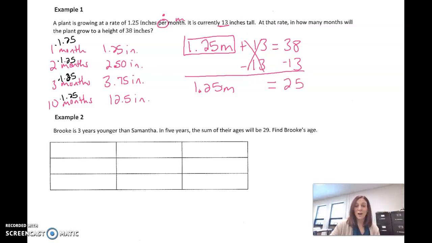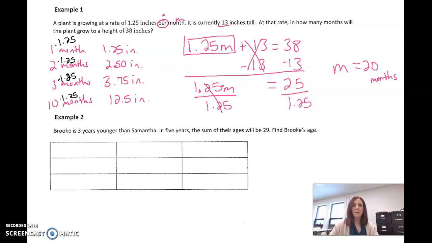Now, how do we undo this multiplication? Because I want to get 1m by itself. We divide, and we divide by whatever this coefficient is. Whatever we do to one side, we do to the other. 1.25 divided by 1.25 is 1m. And then you can just grab your calculator and go 25 divided by 1.25, and you actually get 20. So how many months? 20 months. So again, look for those hints: for each, for every, per. That's where we're going to be multiplying. That's our rate.